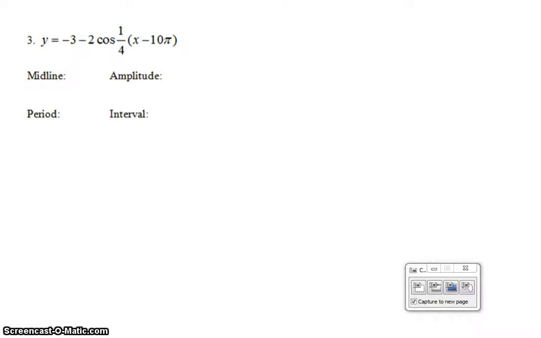Today I'm going to do 3 of the test review questions for graphing trig functions. First, number 3, we are given this equation and we need to graph it. So the first thing I'm going to do is my mapping: my midline, my amplitude, my period, and my interval.